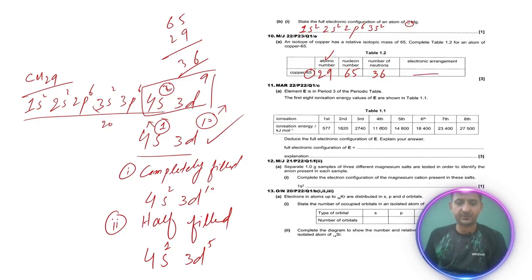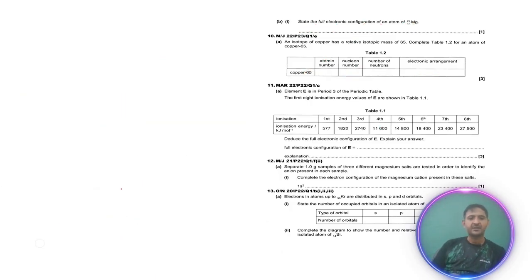So next we have this question. Here ionization energies are given. Deduce the full electronic configuration of E. Explain your answer. Okay, let me remove this first. You can notice we have 577 as the first ionization energy, then second, then third at just 2740, but the fourth is the biggest. The fourth one is 11,600.